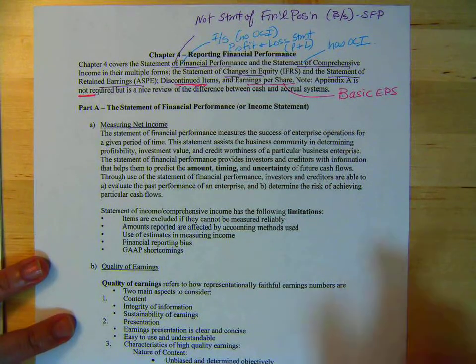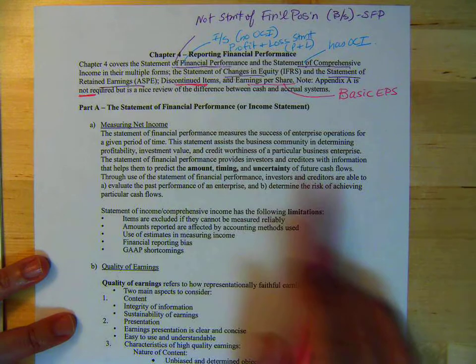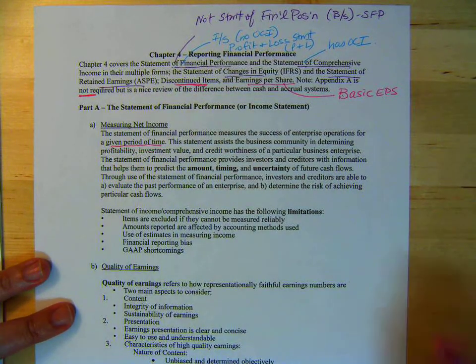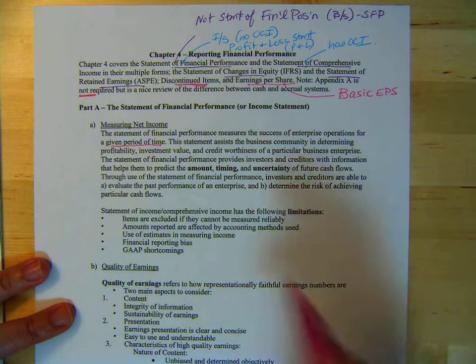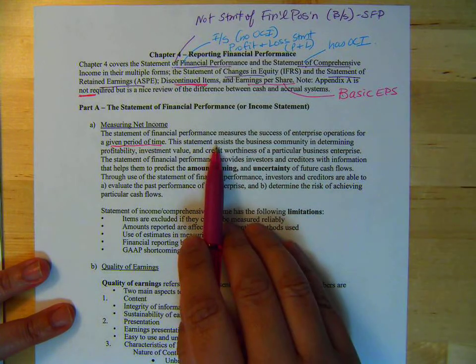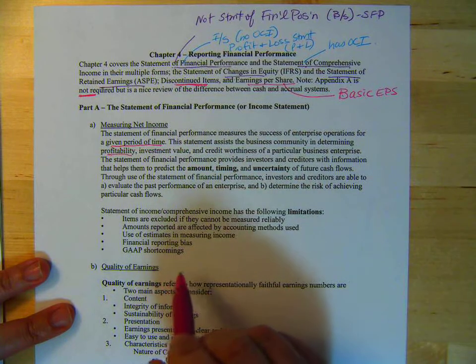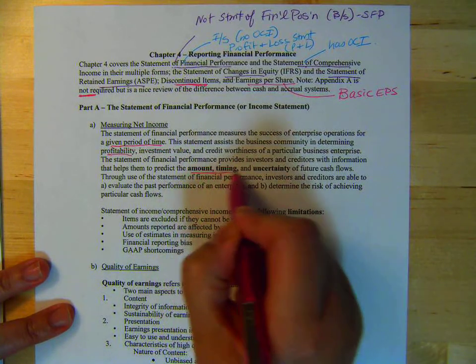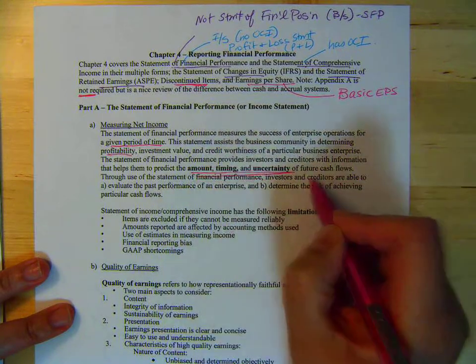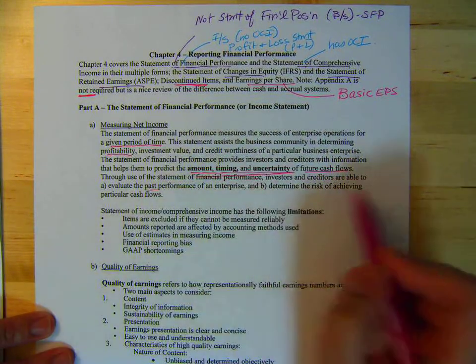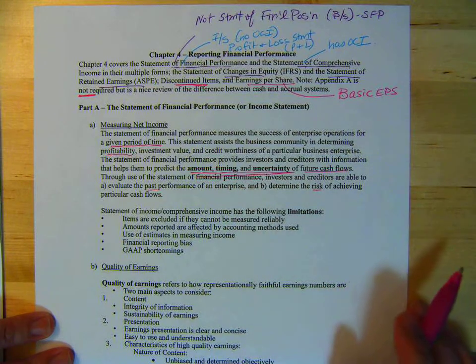Net income. You can read about this. Remember, it's a period of time, so for the quarter ended March 31st or whatever. So we're looking at profitability, investment value, creditworthiness, the amount, timing, and uncertainty of future cash flows. So we can look at the past performance and determine the risk of achieving particular cash flows.